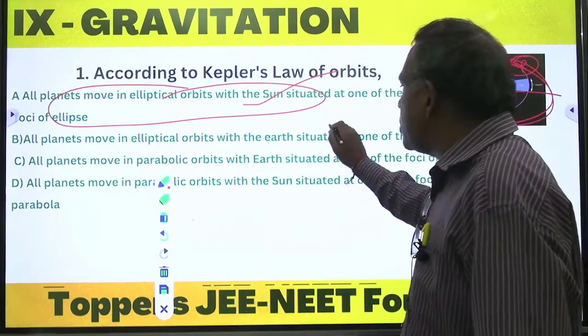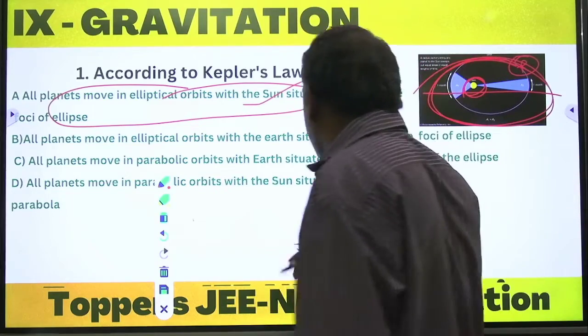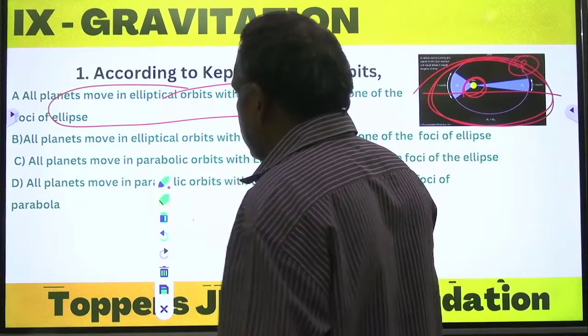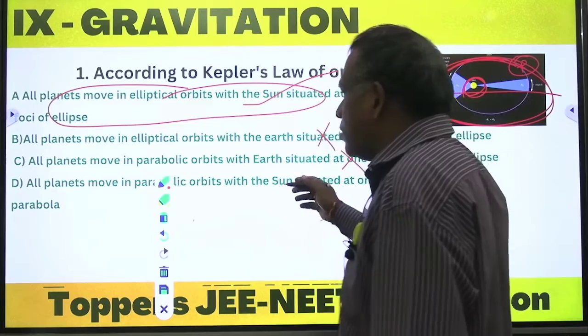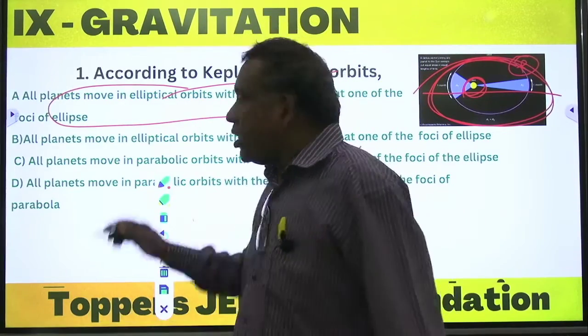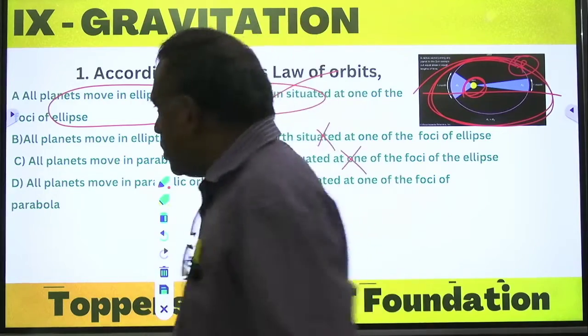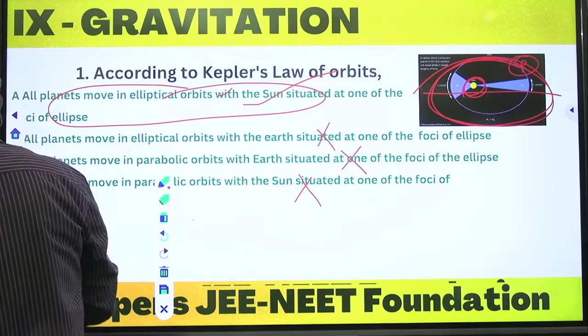In the remaining options, the earth is not situated at one of the foci, and the planets are not in a parabolic path. So that's why all 3 options B, C, D are wrong. A is the only correct answer. So this is about the first question. Then we'll go to the next question.